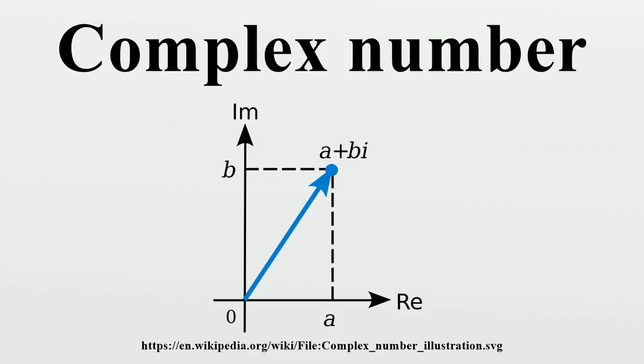Viewed in this way, the multiplication of a complex number by i corresponds to rotating the position vector counterclockwise by a quarter turn about the origin. History in brief. Main section.